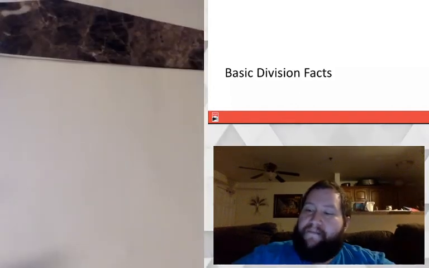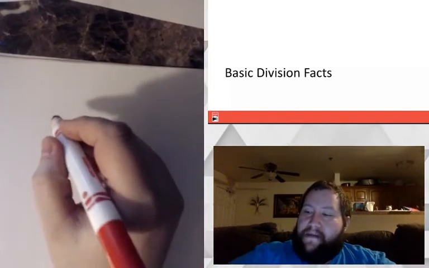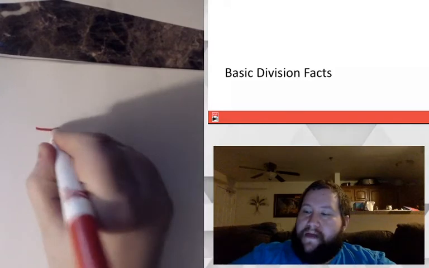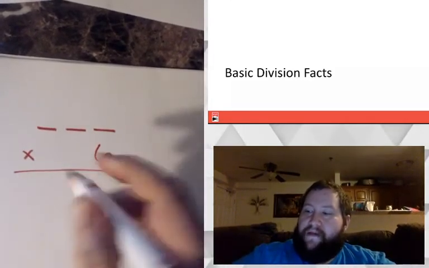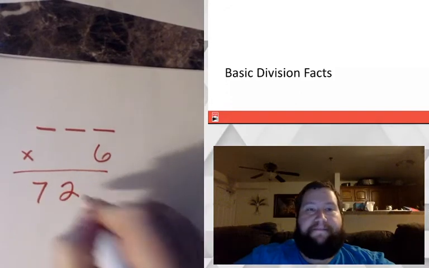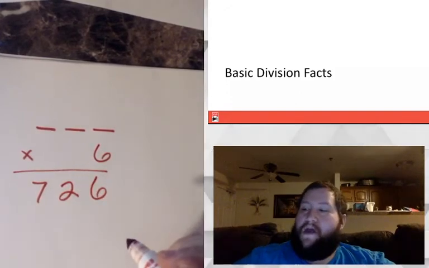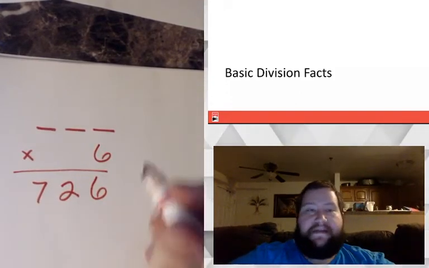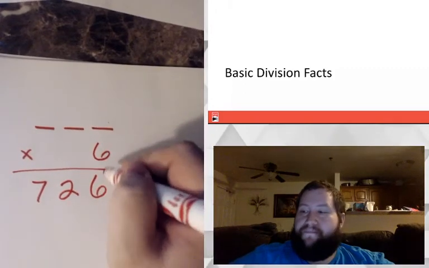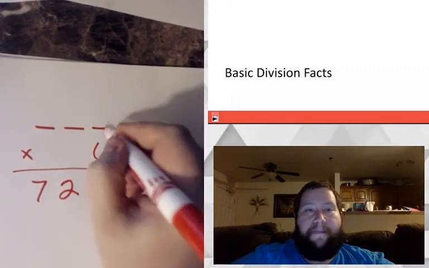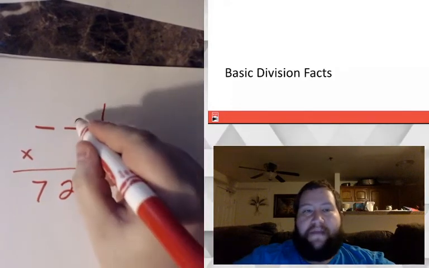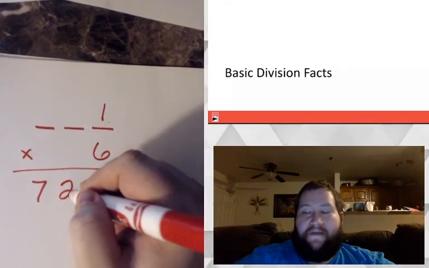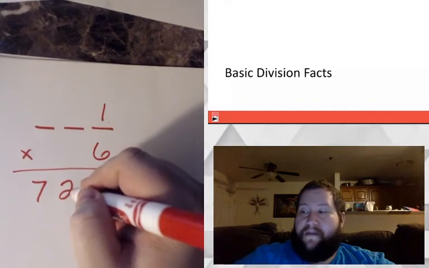I have something times 6 gives me 726. So what times 6 gives me 6? 1. What times 6 gives me an answer that ends in 2? Well, it's not 1, 6. 2 of them could be 12.